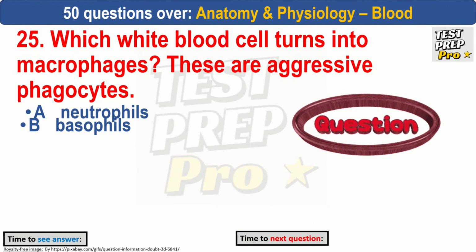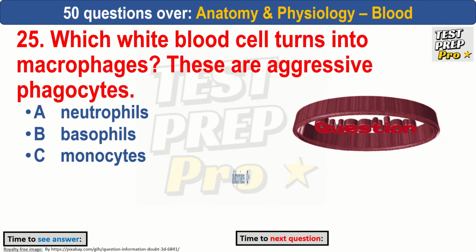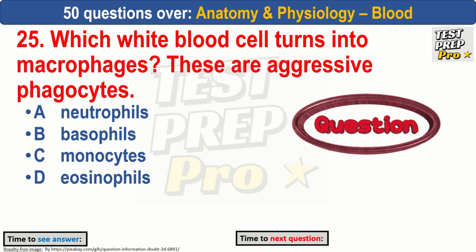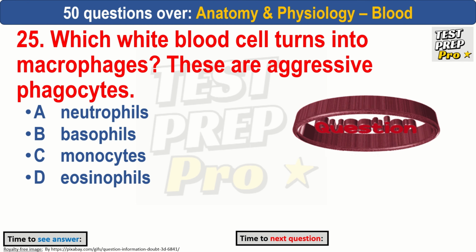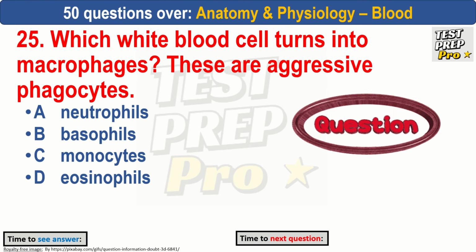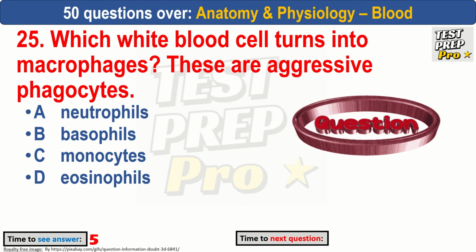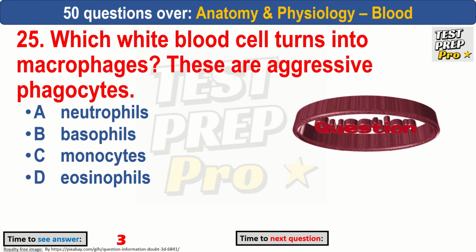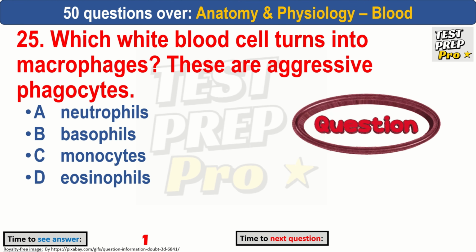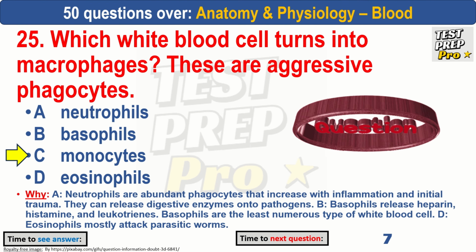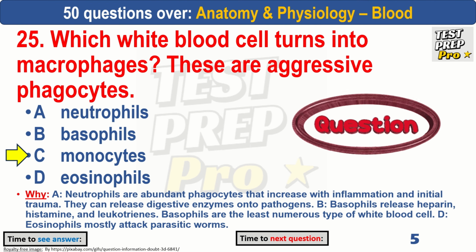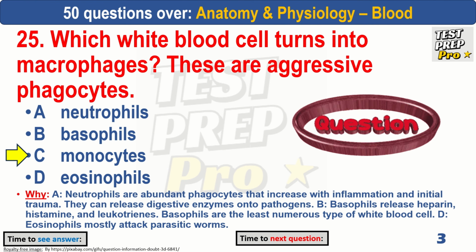Which white blood cell turns into macrophages? These are aggressive phagocytes. Is it A, neutrophils, B, basophils, C, monocytes, or D, eosinophils? So which one turns into a macrophage? It's kind of like a Pac-Man. It's going to be monocytes. Monocytes are made at your red bone marrow. They then will turn into macrophages, and they're really good at eating things and destroying them.